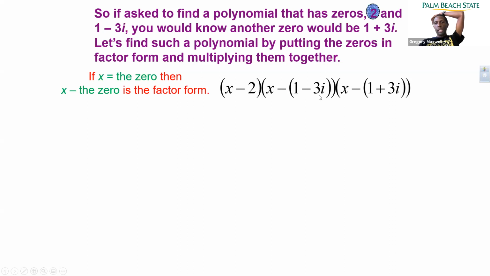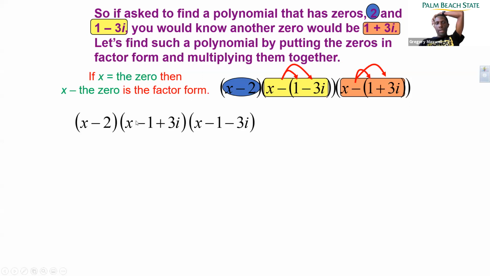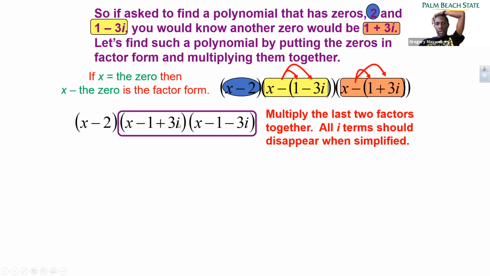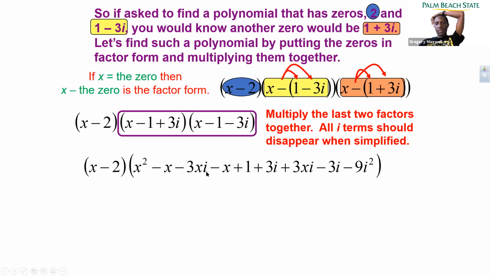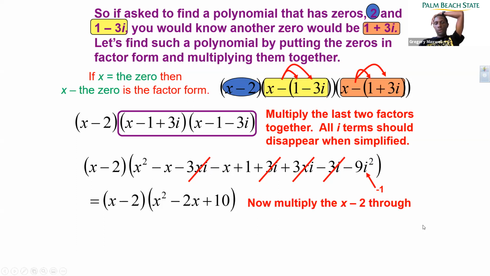You can distribute this side here, distribute these, and see what you get. Then distribute these two here, and the i's will cancel. The i's will cancel. And then i squared will become negative 1, and then you have this nice little quadratic here. And then this can be just distributed to give you what you want. That's the polynomial in standard form.